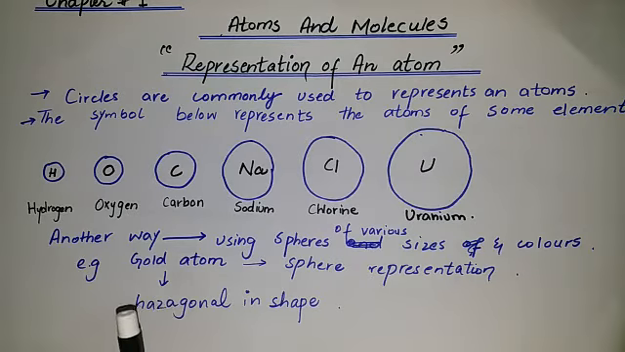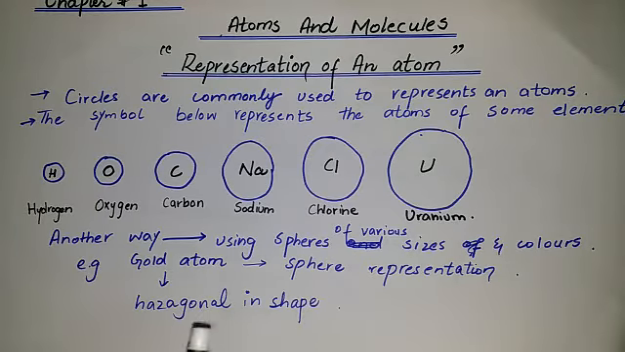Students, these spheres are normally held by sticks or springs in an arrangement similar to that of the atoms found in a substance. For example, we have a gold atom. To represent the gold atom, we draw the spheres in a hexagonal shape, as gold is hexagonal in shape, so we will draw the spheres in the hexagonal form.